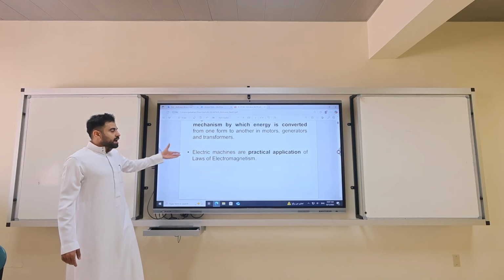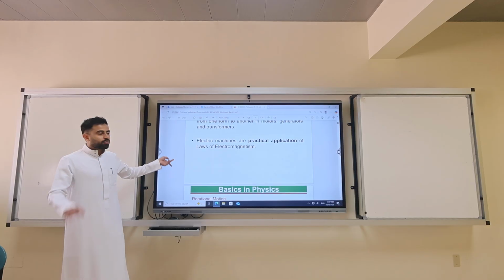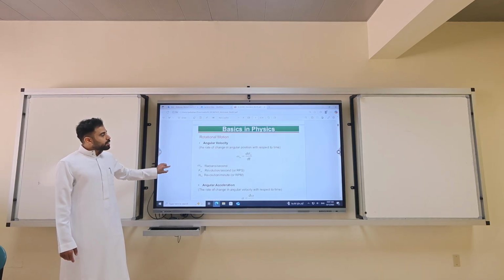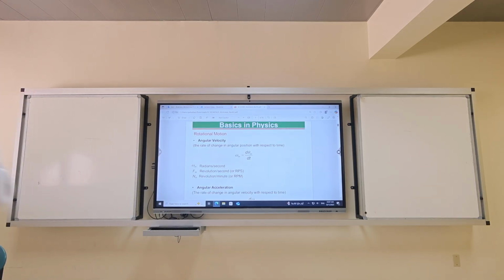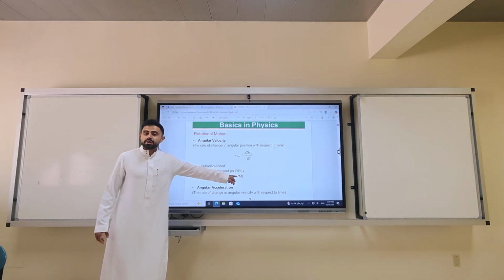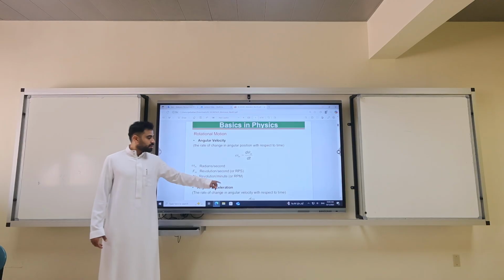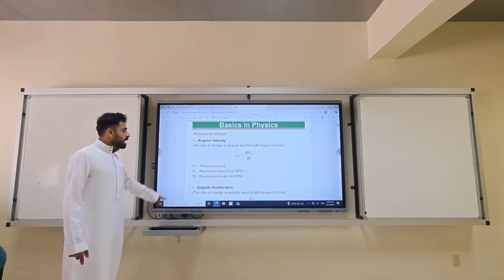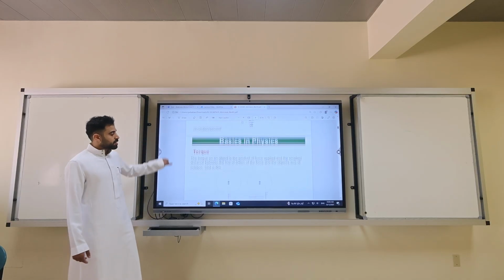Electric machines are an application of this, one of the applications, not all of the applications. We talked about rotational motion, okay? And what did we say? How many speeds do we have? 3 different speeds: angular, radians per second, revolutions per second, and revolutions per minute. Which one is more practical for cars? Per minute, RPMs. And the acceleration is how fast that omega changes with respect to time.